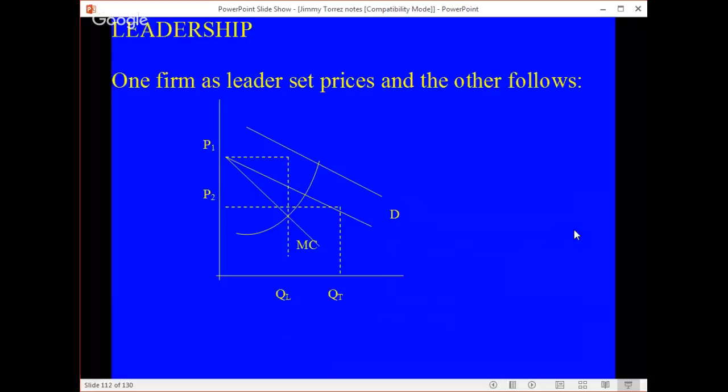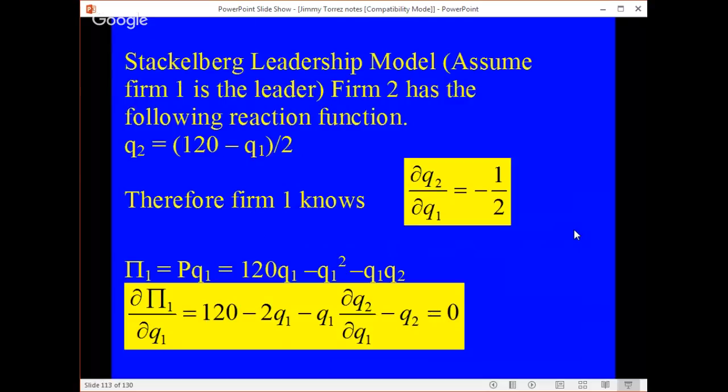So back to my price leadership example. One firm sets price, the other acts as a price taker. So this first one charges the quantity Q1 where marginal revenue equals marginal cost, setting the price of P1. And the second firm just takes the price as given and charges that. So suppose this is my reaction function for firm 2.